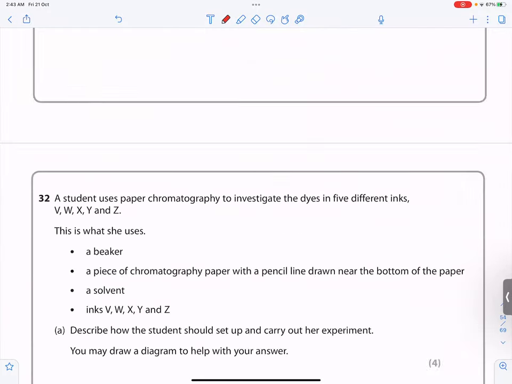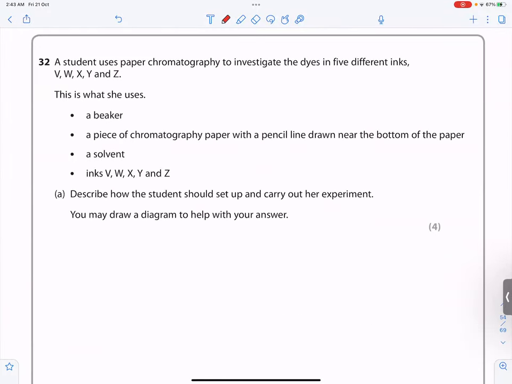Question 32, a student used paper chromatography to investigate the dyes in five different inks, V, W, X, Y, and Z. This is what she uses: beaker, a piece of chromatography paper with a pencil line drawn near the bottom of the paper, a solvent, inks V, W, X, Y, and Z. Describe how the student should set up and carry out her experiment. You may draw a diagram to help you with your answer.